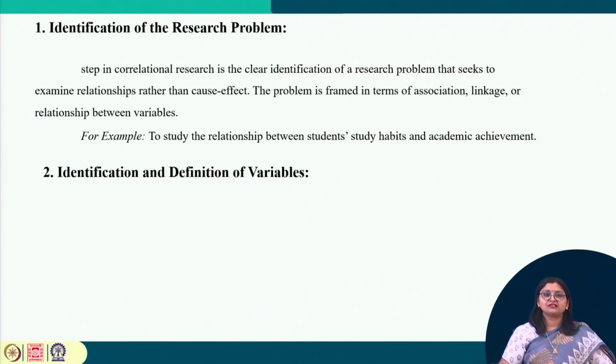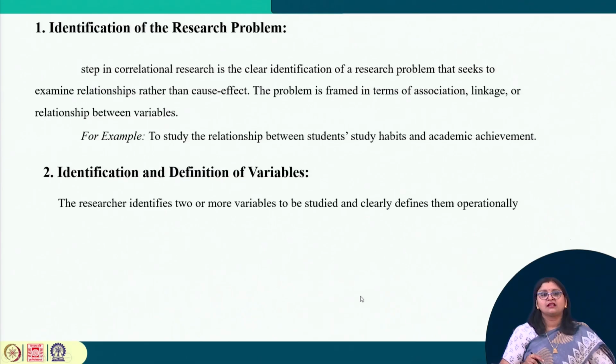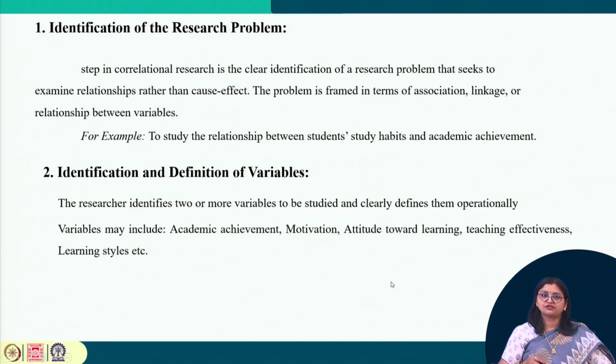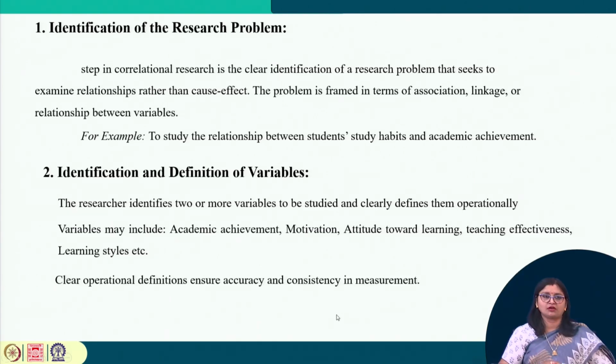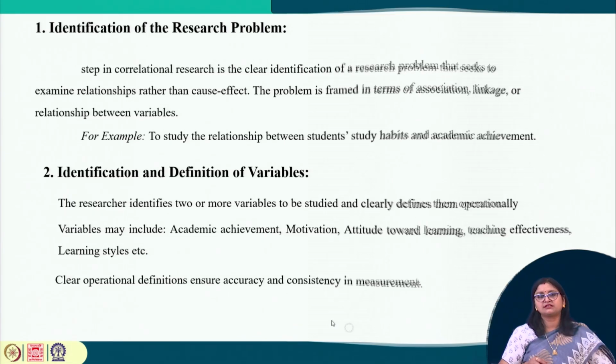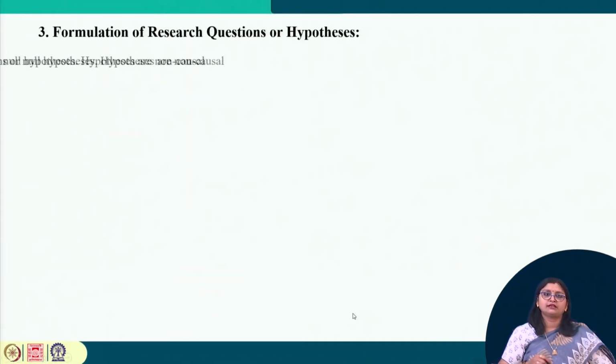So, identification and definition of the variables. The researcher identifies two or more variables to be clearly defined operationally and to be studied. Variables may include academic achievement, motivation, attitude towards learning, teaching effectiveness, learning style and so on. The list is so long. Clear operational definitions ensure accuracy and consistency in the measurement of the variable.